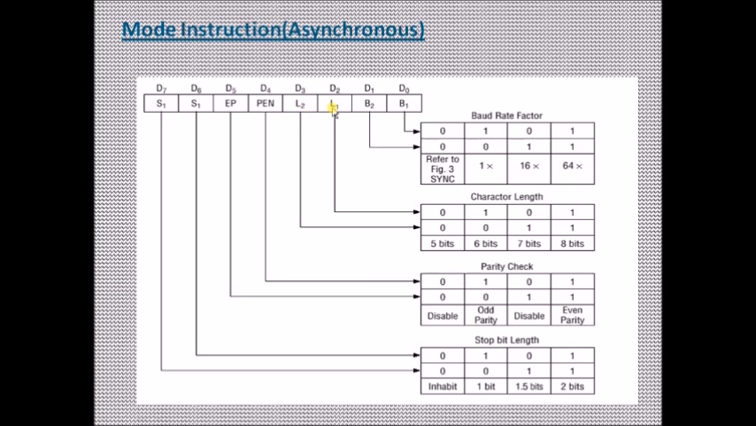Okay, and L2 and L1, these two are the bits which are used for selecting the length of a character. So we can represent a character with the help of 5 bits, 6 bits, 7 bits, or else 8 bits. But in most of the cases we'll be using 8 bits, as we know that every character in the general scenario or else the real-time world would be represented only with 8 bits. Okay, that is ASCII representation. And then we have the last two bits B2 and B1, which are used for selecting a particular baud rate. Okay, you can go with 1x speed, 16x speed, or else with 64x speed.